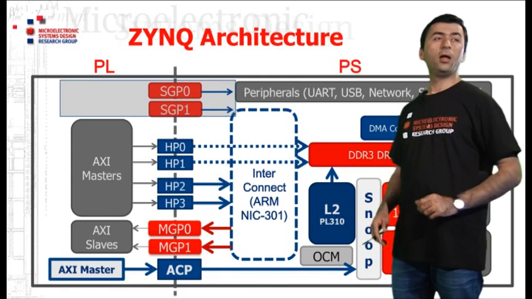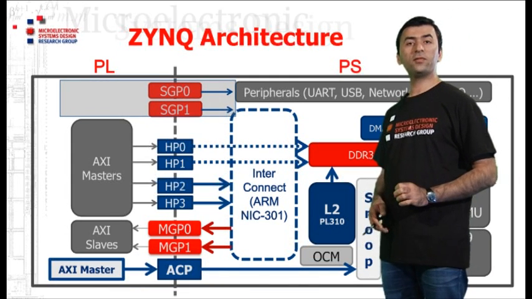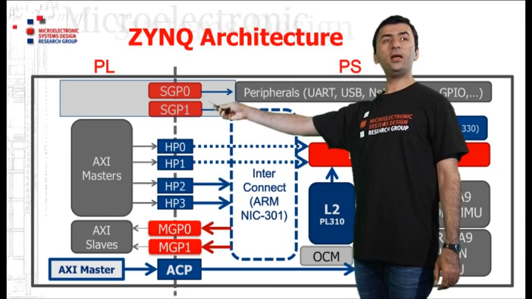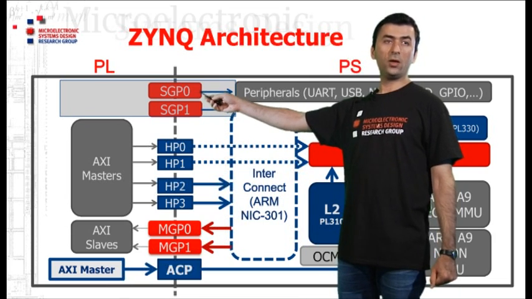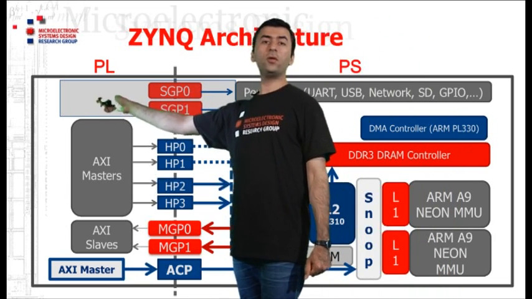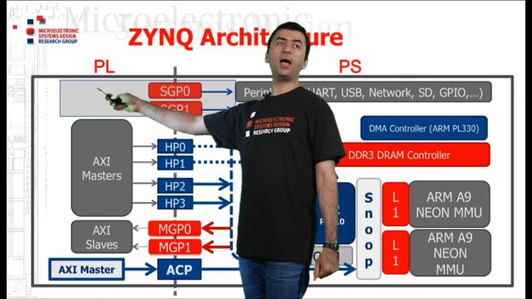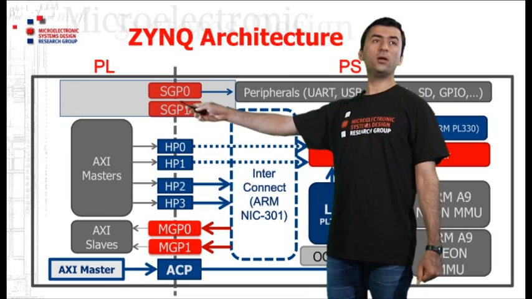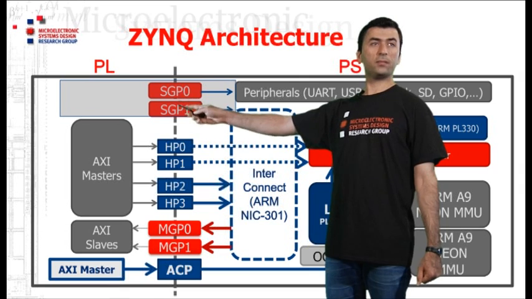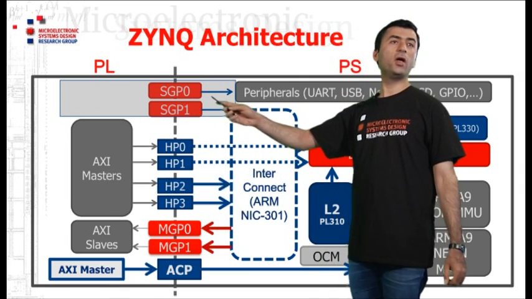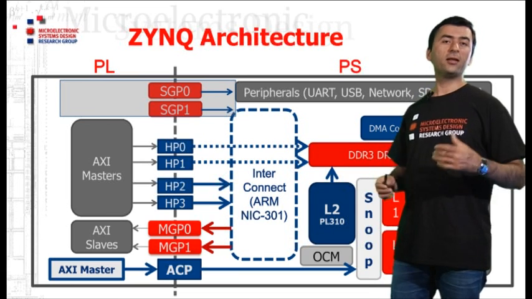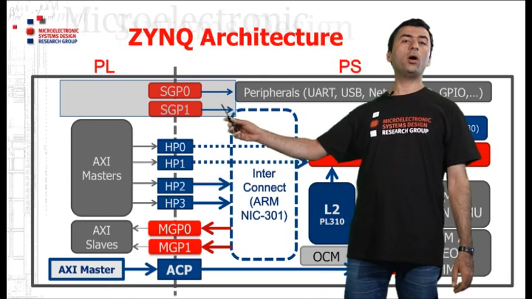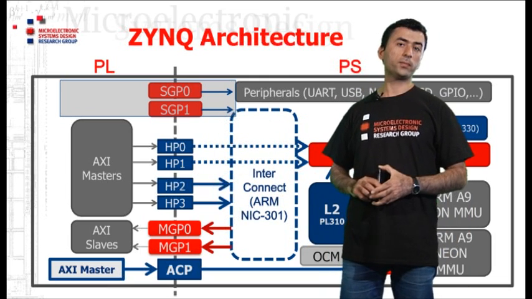Finally, we have these slave general purpose ports here. And again, these are slave ports for the PS. So in the PL, you need to develop AXI master logic, and the AXI master logic will drive transactions through these general purpose slave ports, in fact, to the peripherals and different components inside the PS. Again, these ports are each 32 bits.